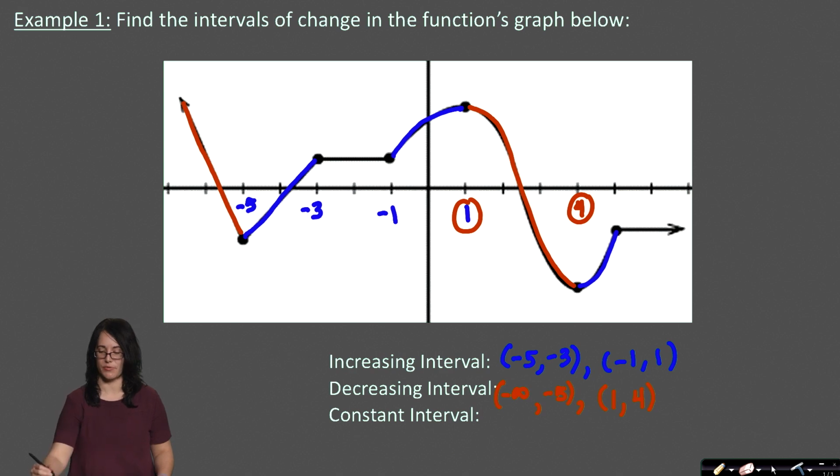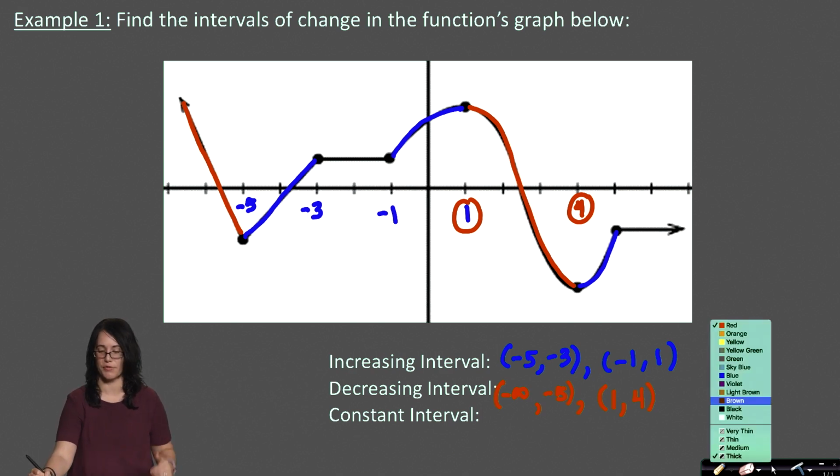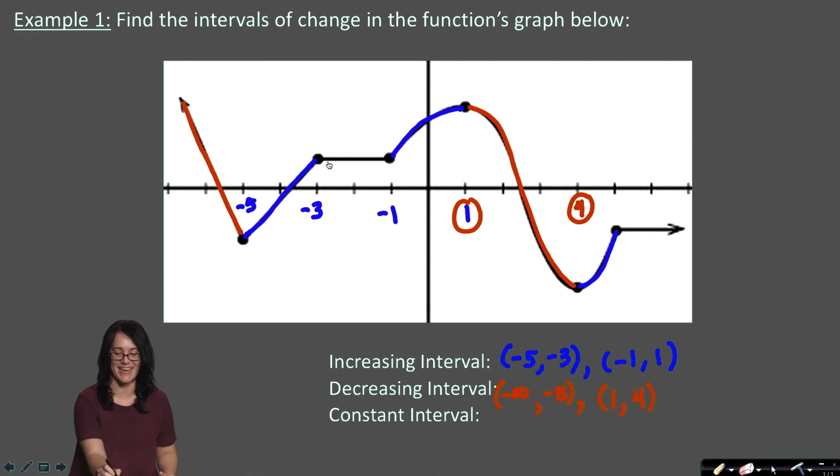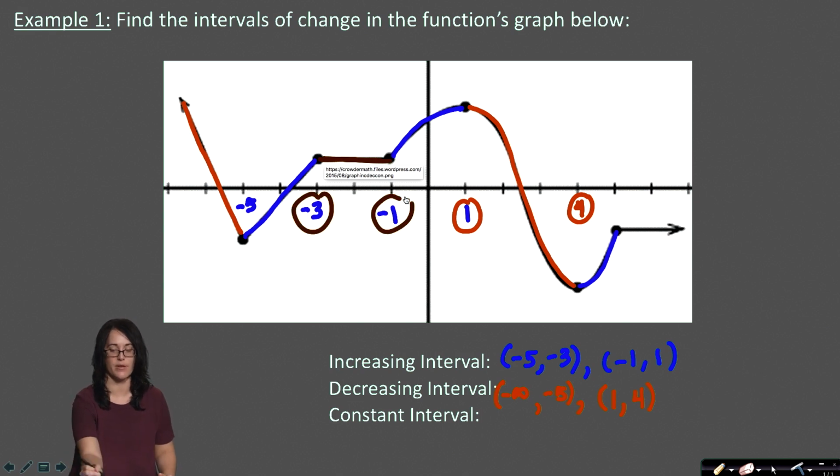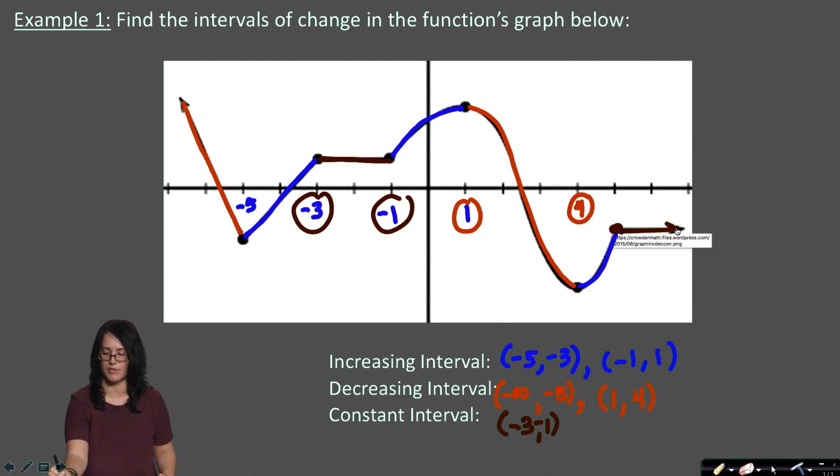What about constant? Do we see any constant places? For a roller coaster, this would be my favorite part when it's just going straight. Okay, so let's take a look at constant. Did you say between this x value and this x value? So like -3 until -1? Good job. There's a constant space interval, -3 to -1. And then also starting at this x value, going to the right forever.